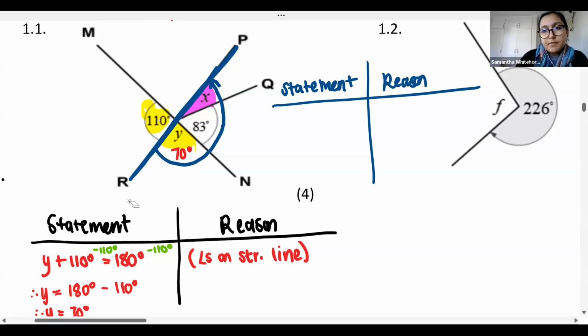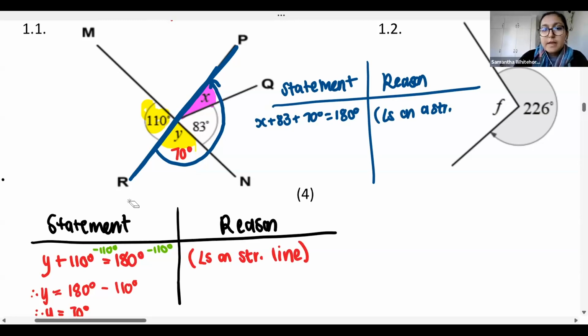My statement is that x plus 83 plus 70 must equal 180. My reason is because they are all angles on a straight line. And if I add them up, I must get 180 degrees.